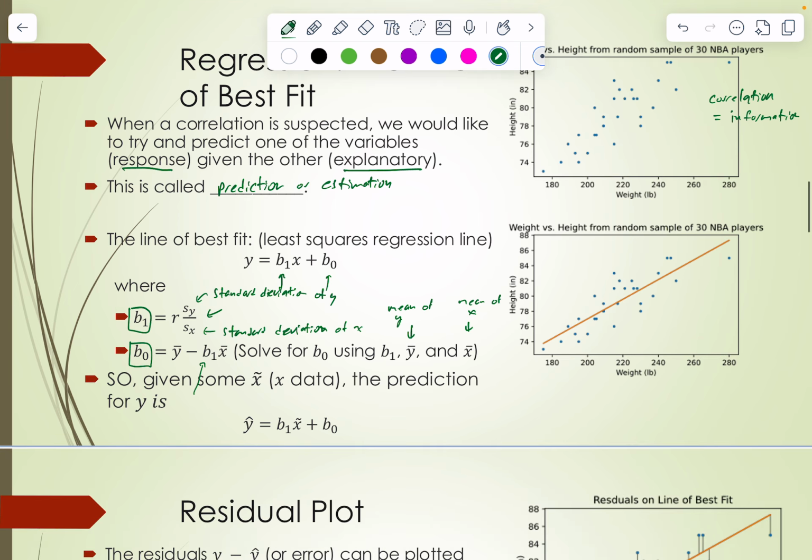Now, once you have that line and you have some data that you're trying to predict, you can use this line. So you plug in x tilde for x, and you get out y hat. That hat is the notation we use for something that is estimated. And the tilde is sometimes used to represent data. So you might not have data for y, but if you have data for x, you can determine what y is most likely to be.